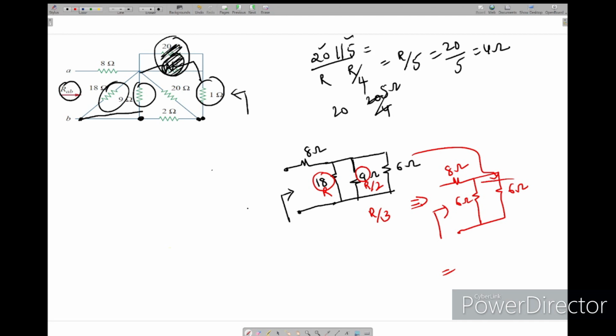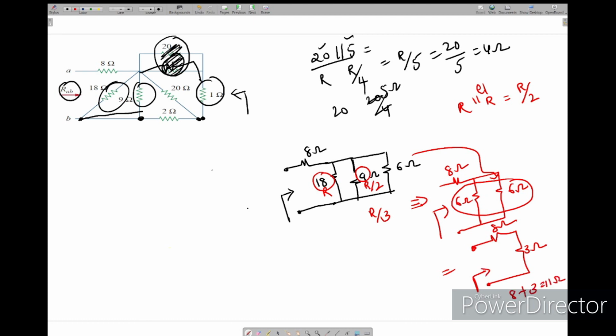Now if you see again, these two are in parallel. 6 in parallel with 6 means R in parallel with R. How much will we get? R by 2. So 6 in 6 parallel will get 3 ohms. So this is 8, this is 3. What is our answer now? Simply 8 plus 3 equal to 11.